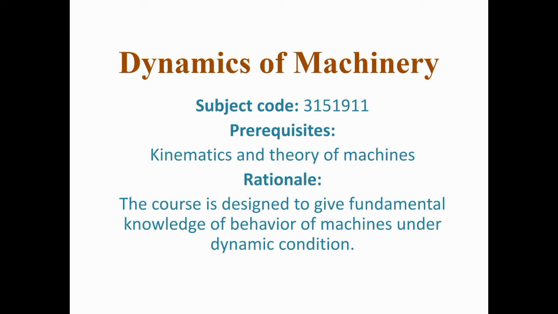So this subject has been offered in 5th semester Mechanical Engineering, and the subject code is 3151911. Now, the prerequisite for this subject is knowledge of the subject Kinematics and Theory of Machines. This KTM subject is already offered in third semester Mechanical Engineering. So we can apply our knowledge of kinematics and theory of machines to study the dynamics of machinery.